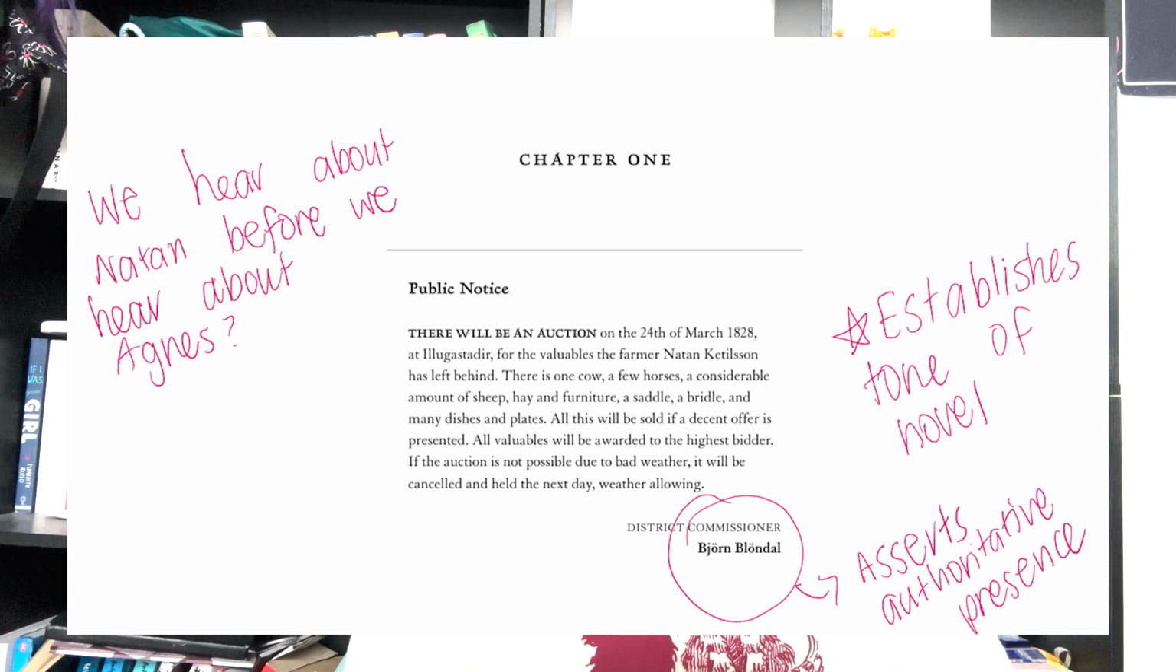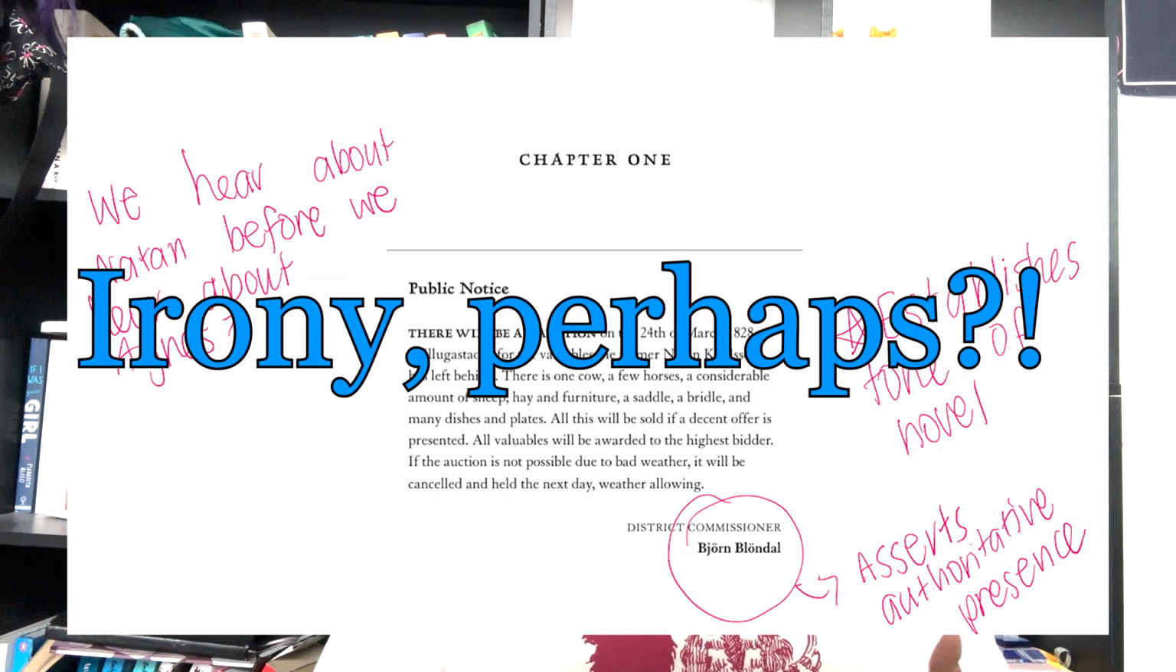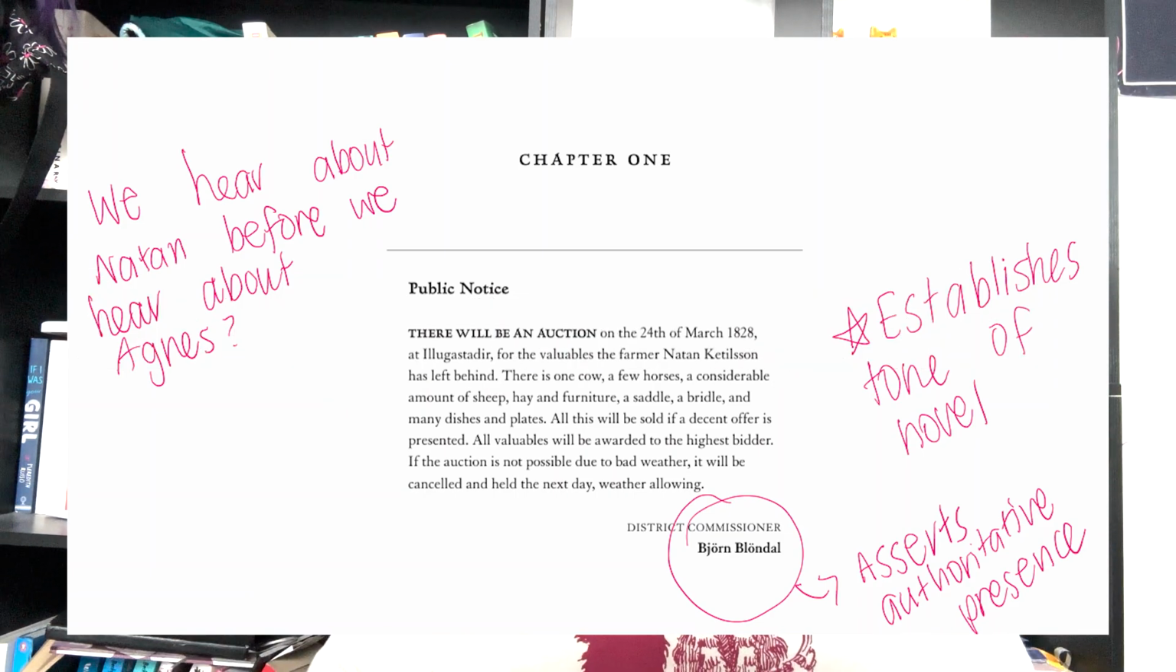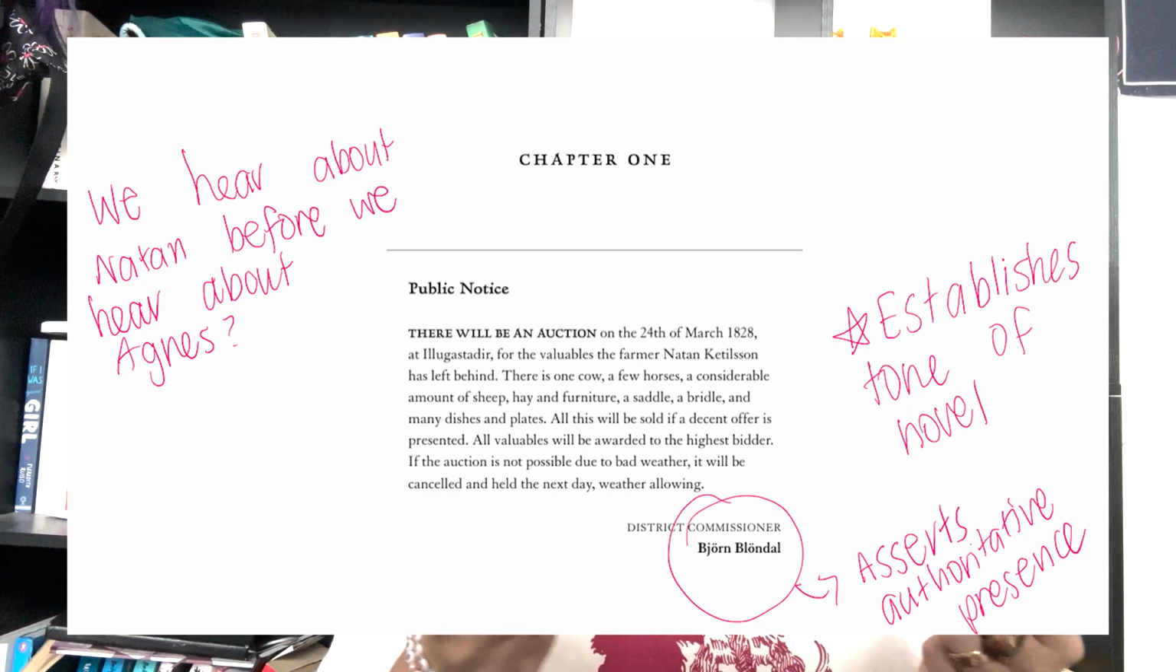I think it's really interesting that this is a public notice for Natan's items that he left behind. So the novel is about Agnes and it's all about her story, but we actually hear about Natan before we hear about Agnes. And I think that's really, really important. I want you to have a think about why that might have been the case. Why has Hannah Kent introduced Natan to us before she has introduced Agnes to us? This is something that we could really use as an argument when we're looking at the way in which these characters are constructed, but also, again, those cultural assumptions and societal values that are exemplified through this.